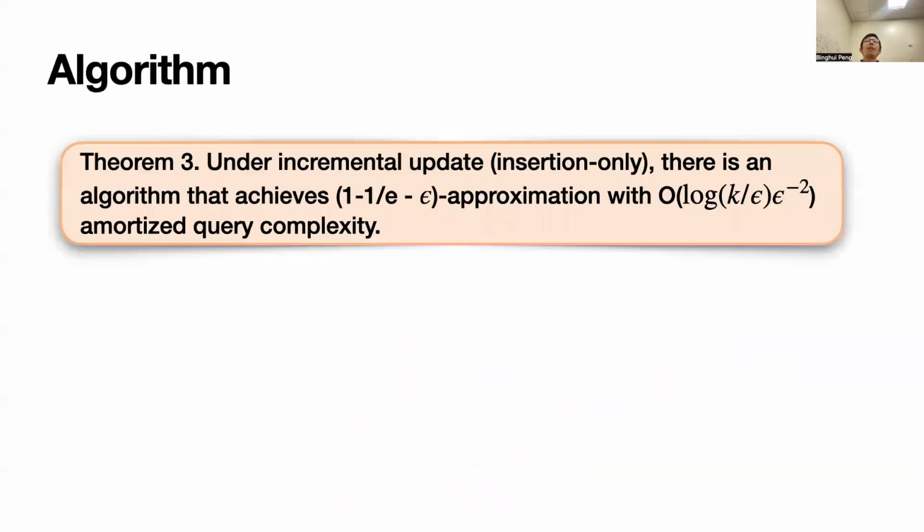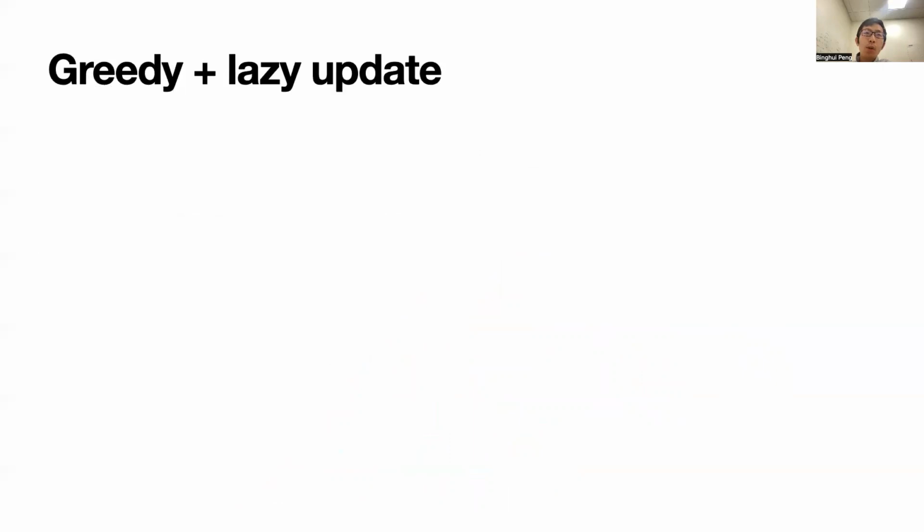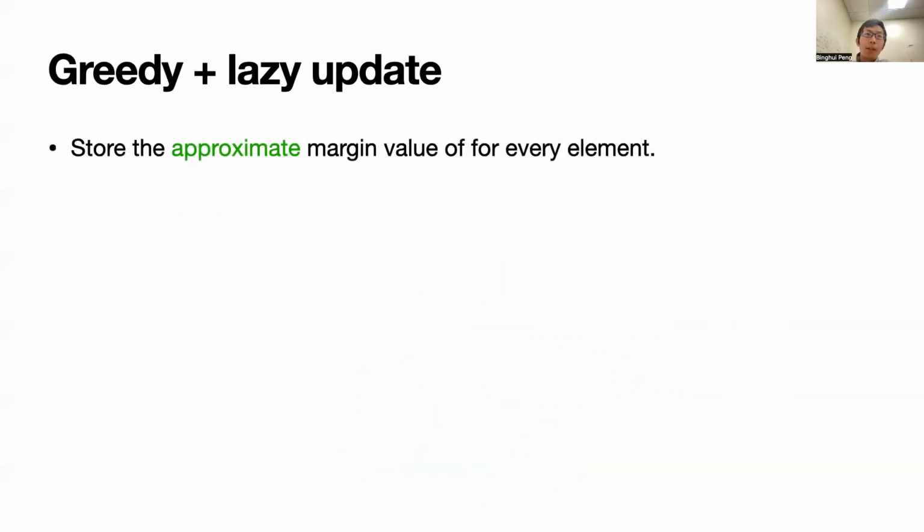Okay, finally, I will talk about our algorithms. We show that under the incremental update model, there's an algorithm that achieves 1-1/e approximation with logarithmic amortized query complexity. The algorithm is very simple. We just use greedy and some lazy update idea. So roughly speaking, we always maintain a solution set S, and we only add elements to the set. And we also store the approximate marginal value of every element in the ground set with respect to the current solution set.